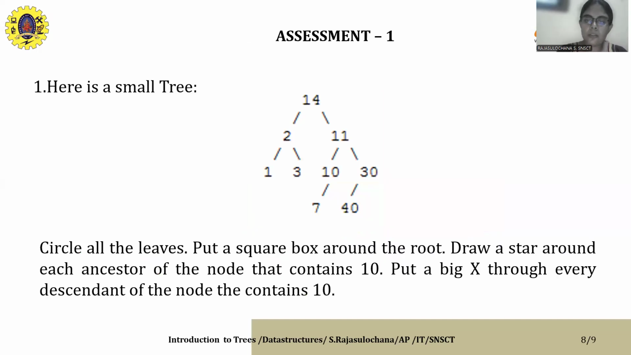So here is a small assessment. Consider this tree. Here you are supposed to circle all the leaf nodes and put a square box around the root node. So let us find what the leaf nodes are here. As we have discussed earlier, a node without any child is called a leaf node. Here the nodes 1, 3, 7 and 40 do not have any children. So these nodes are called leaf nodes.